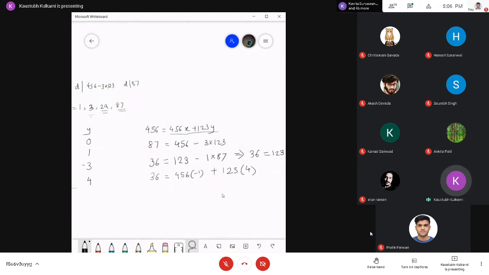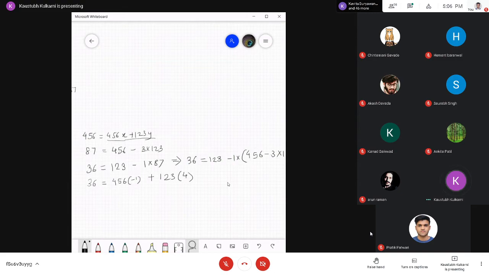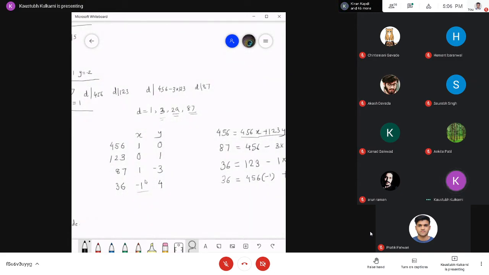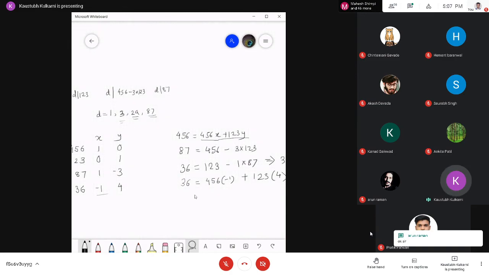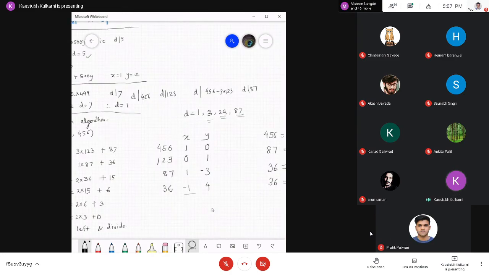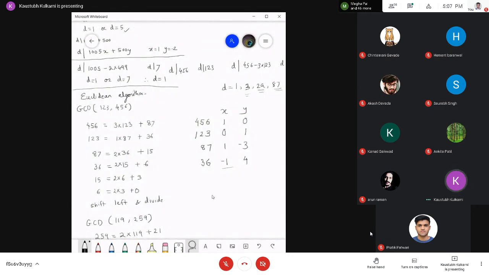Because in further rows this substitution business will become difficult, what I'm saying is here you can see directly that we are just subtracting the rows. So this is 0 minus 1 is minus 1, and 1 minus minus 3 is 4. Okay, that's how we got 36 as 456 into minus 1 and 123 into 4. Now likewise we have to go on till the remainder is equal to our GCD, right? We'll have to go till that step.